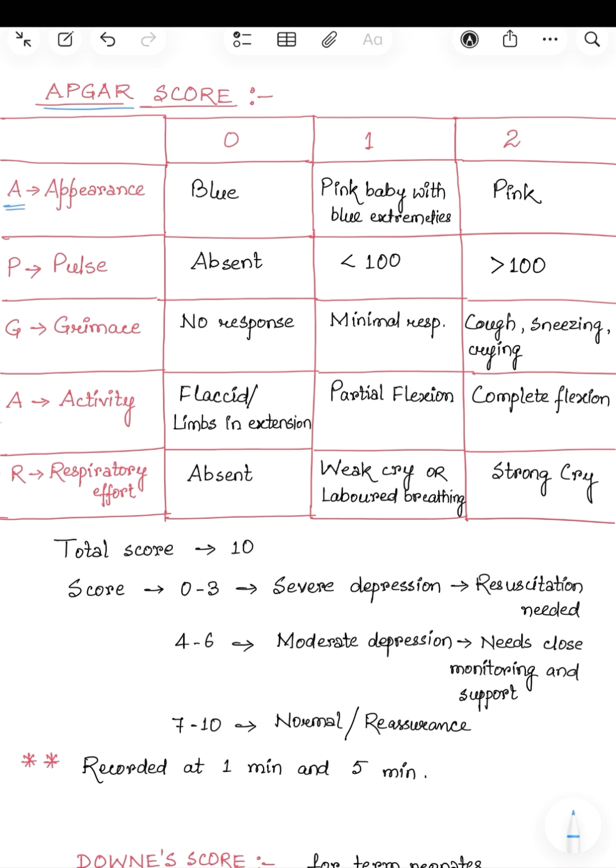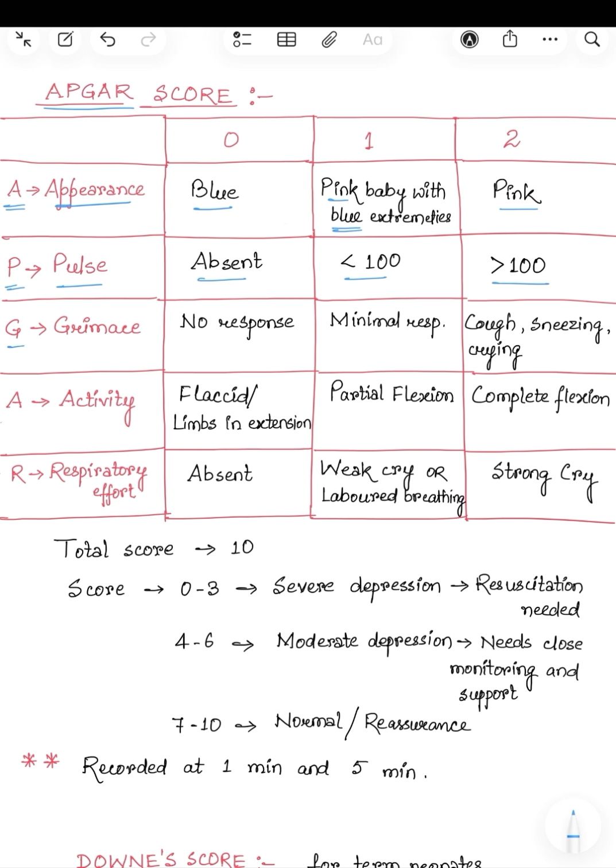A stands for appearance. If the baby is blue, the score is 0. If the baby is pink with blue extremities, the score will be 1. If the baby is completely pink, then the score is 2. P stands for pulse. If pulse is absent, the score is 0. If less than 100, the score is 1. And if it is more than 100, the score is 2.